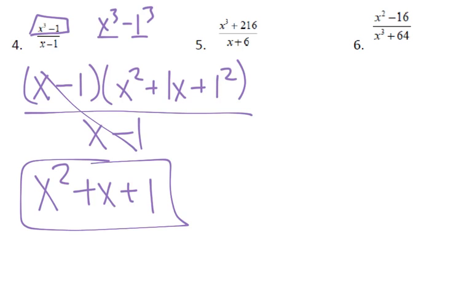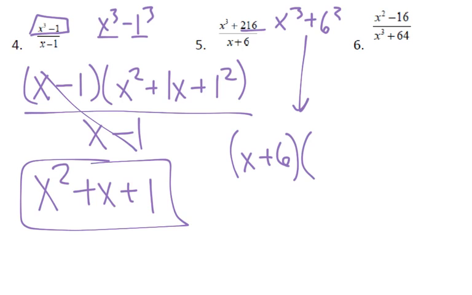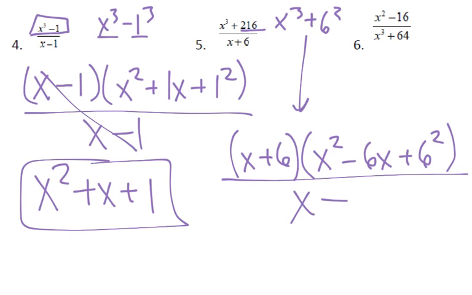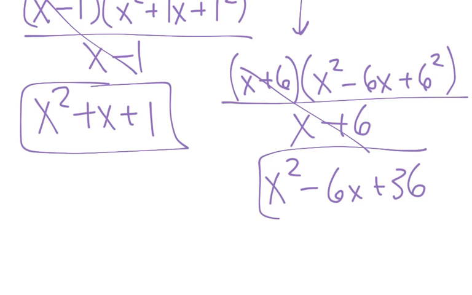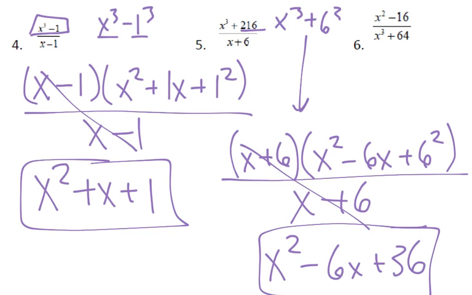Okay, 5, same idea. We get x cubed plus 6 cubed, which is 216. So we get x plus 6 times x squared minus 6x plus 6 squared over x plus 6, so those cancel, leaving us with x squared minus 6x plus 36 for our answer for the second one.